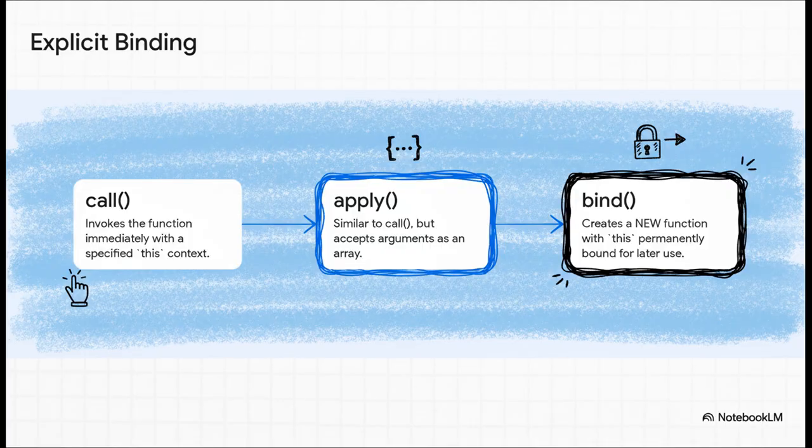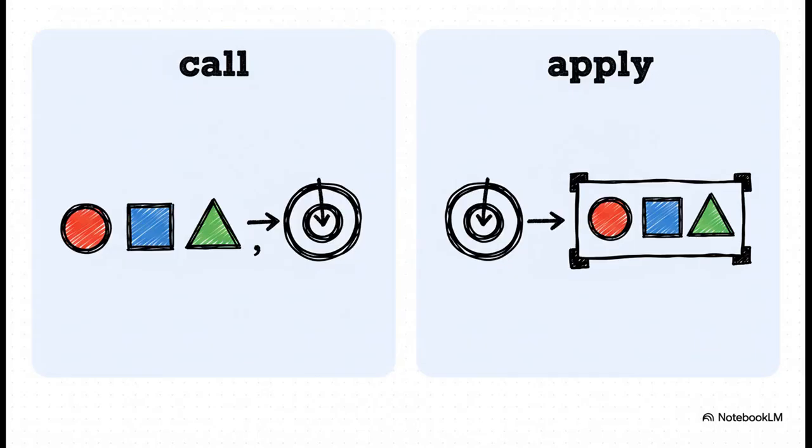Now, besides arrow functions, we have three classic methods for explicitly telling a function what this should be: call, apply, and bind. Think of call and apply as call now buttons. They run the function right away, but let you specify the context for that one single call. Bind is the different one. It doesn't call the function. Instead, it creates a brand new function with this permanently locked in place, all ready for you to use whenever you want.